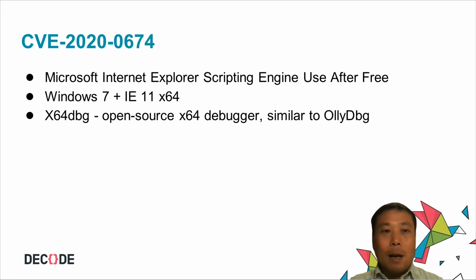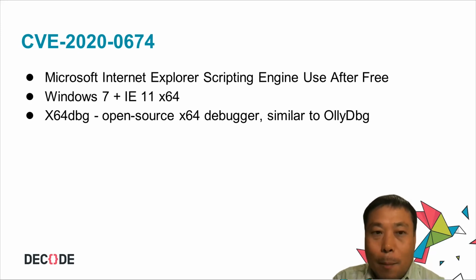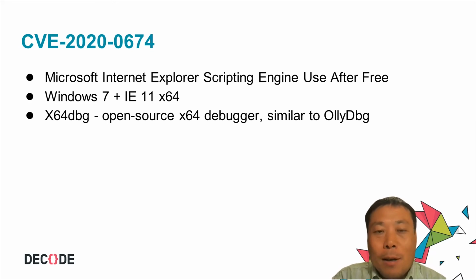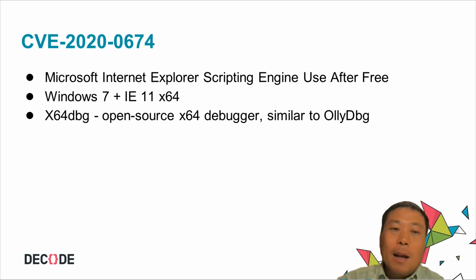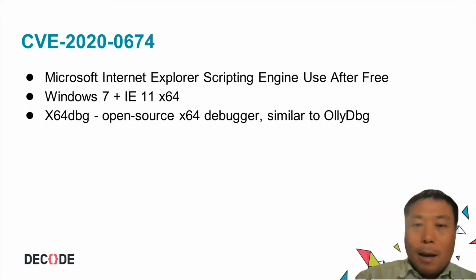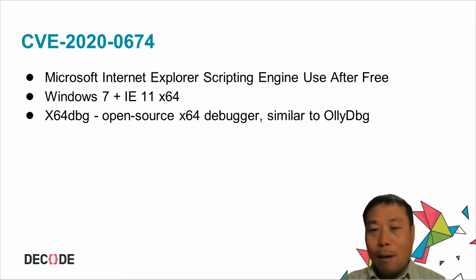So I'll study CVE-2020-0674 as an example. It's a Microsoft IE script engine Use-After-Free vulnerability. I'll do it on Windows with 64-bit IE 11. To debug it, I used x64dbg. It's an open source debugger, and it's very similar to OllyDbg. For people who like OllyDbg, it's very similar and very helpful.